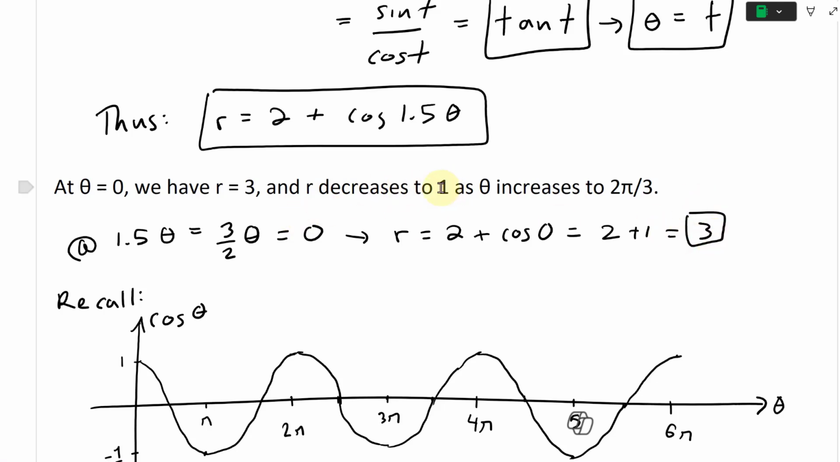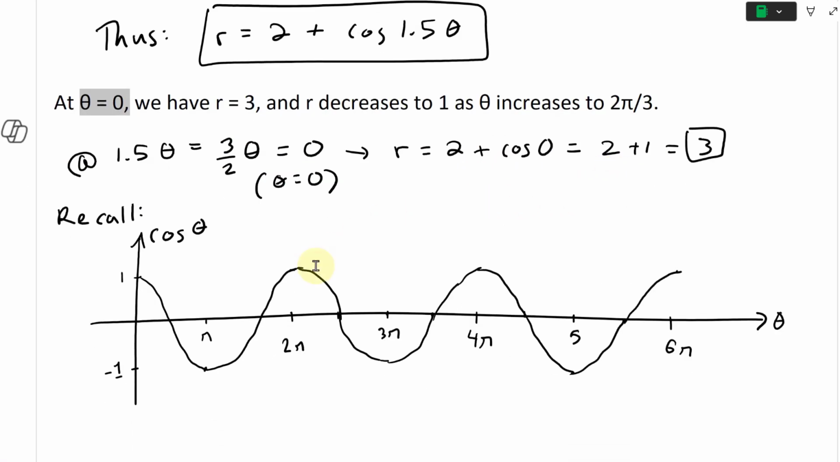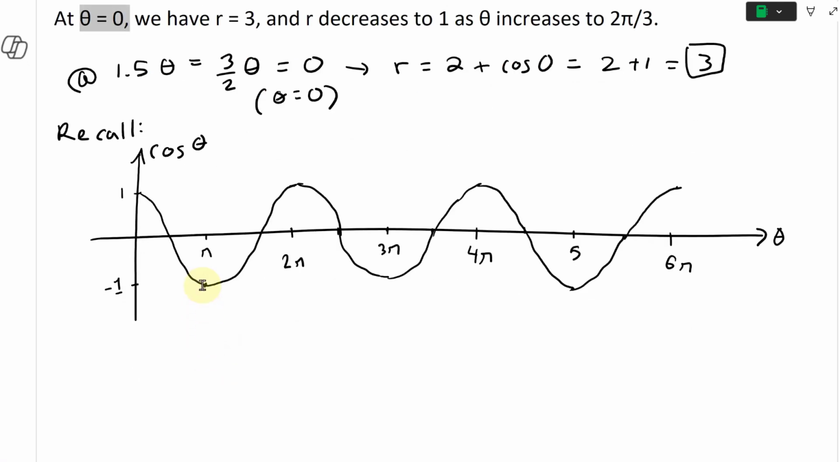3, and it decreases to 1 as theta increases to 2 pi over 3. In this case, when 1.5 theta, which is 3 over 2 theta, is equal to 0, theta is equal to 0. So that's theta equal to 0 as our polar coordinate parameter. And then theta goes to 2 pi over 3, and we go all the way to this -1. So it goes from the peak 1 all the way to the minimum -1.